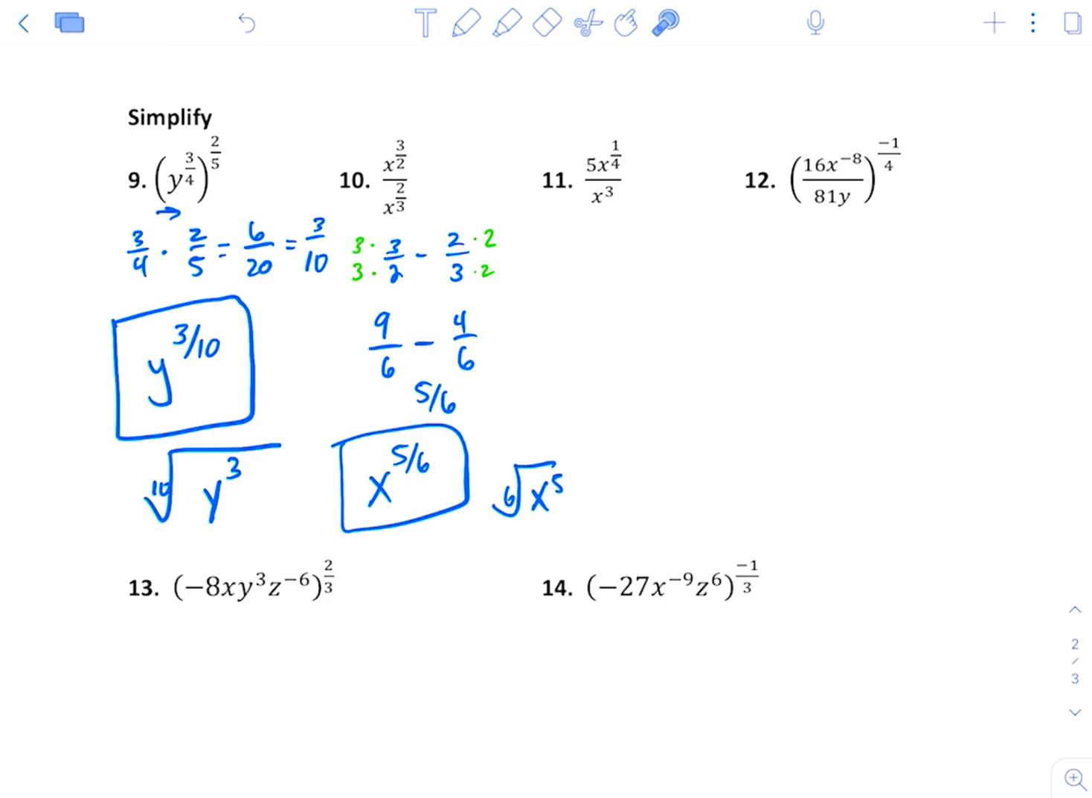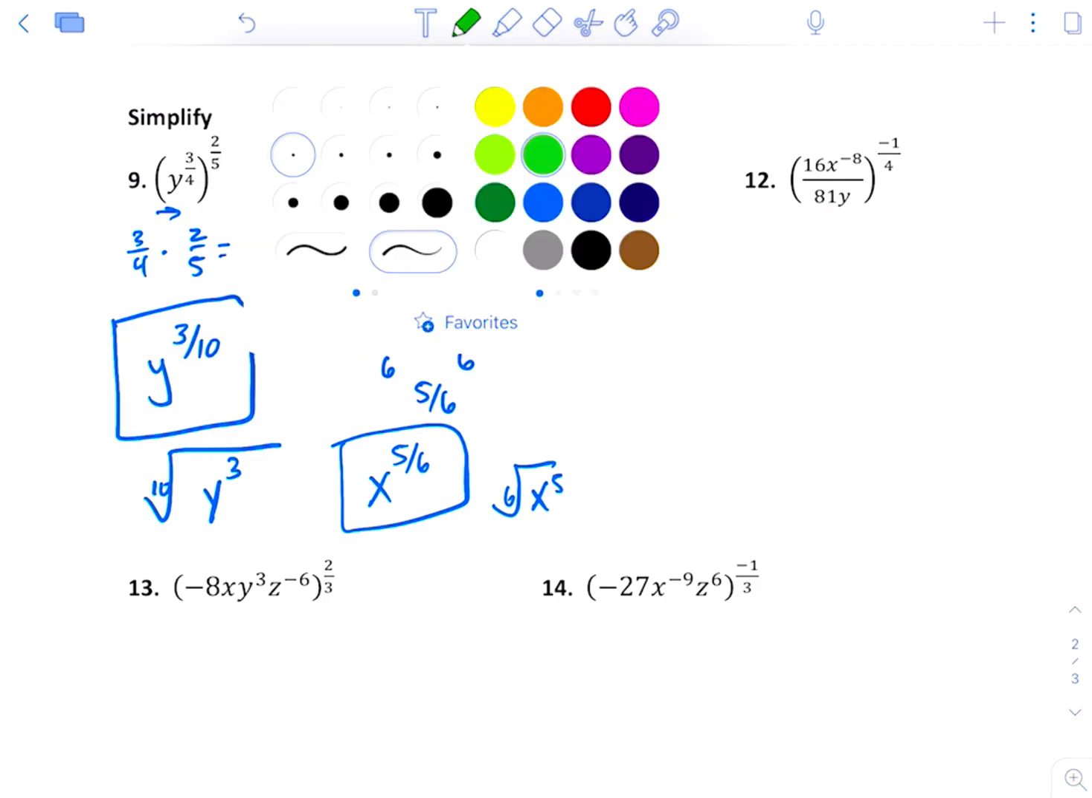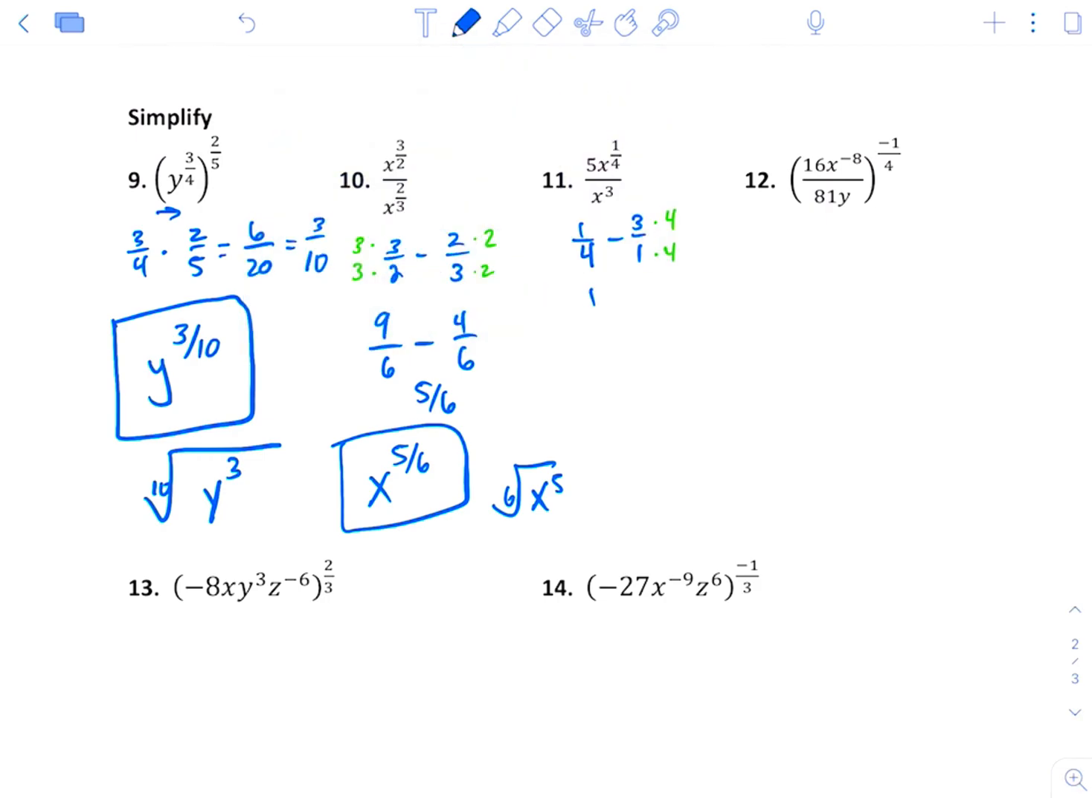All right, 11. So here I have the same base, so I am allowed to subtract those exponents together. Now the 5 is just going to kind of hang out for a minute while I deal with the variables. So we are doing 1/4 minus 3, and I'm going to put that over 1. So we're going to need that common denominator, which is 4. So we'll have to multiply that second part by 4. So I will have 1/4 minus 12/4, which gives me negative 11/4.